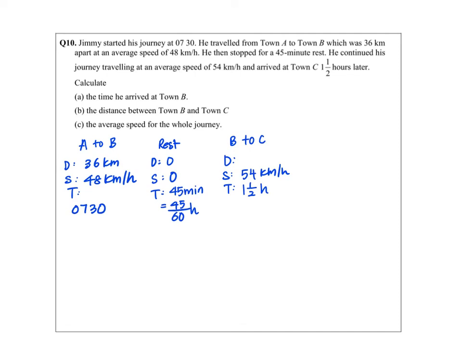Okay, we have our complete information now. Let us do the parts of the question. First one, calculate the time he arrived in town B. So we should calculate the time taken first.